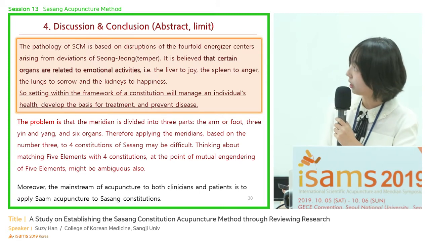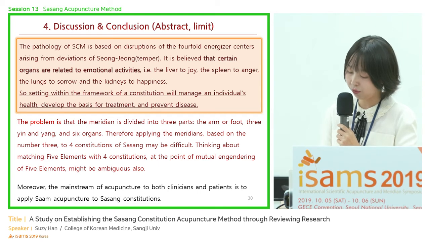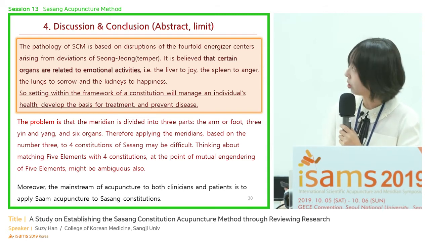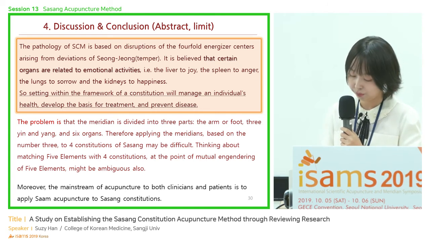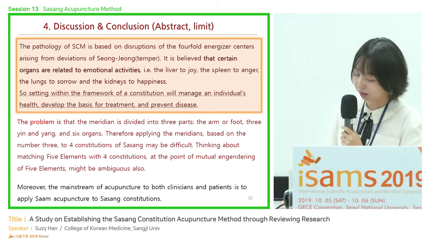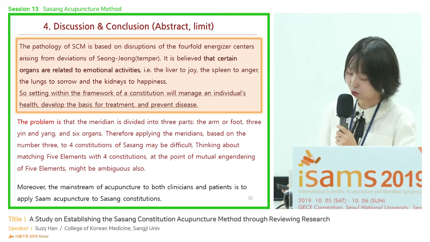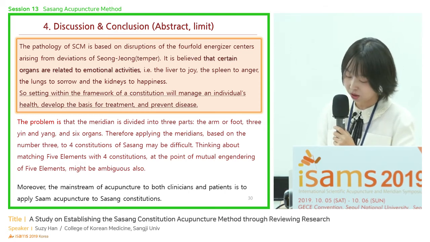The pathology of Sasang Constitution medicine is based on disruptions of the fourfold energizer centers arising from deviations of 성정, which means temper. For instance, the liver to joy, the spleen to anger, the lungs to sorrow, and the kidneys to happiness. It is believed that certain organs are related to emotional activities. So, setting within the framework of a constitution will manage an individual's health, develop the basis of treatment, and prevent disease.